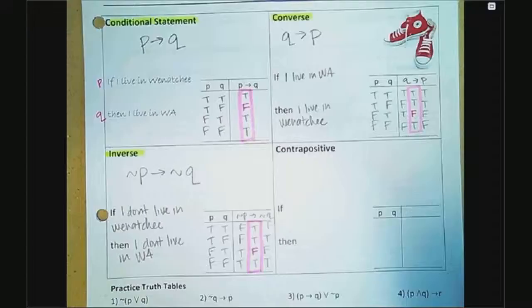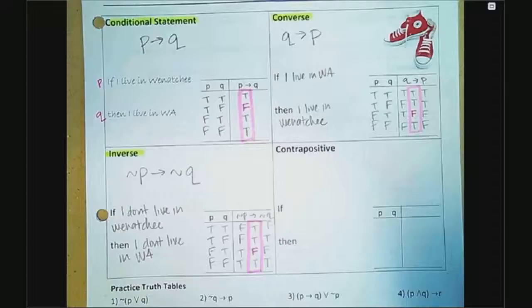Okay. If you have not done so already, go ahead and practice these truth tables below. And for our purposes, go ahead and flip your paper over. We're going to talk about some common translations for if P then Q, or you'll hear me more commonly say P implies Q.